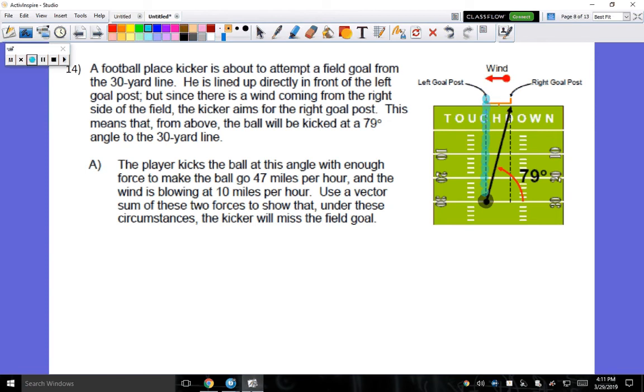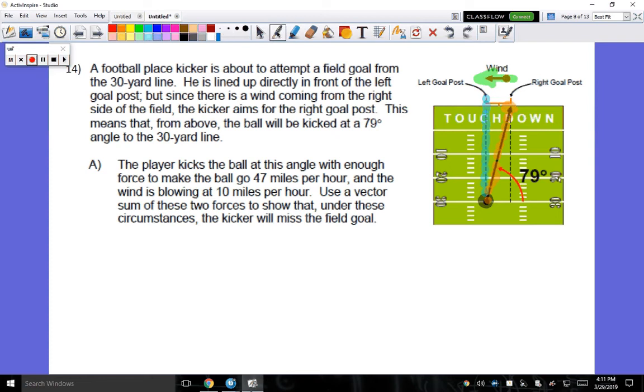And then it says, but since there is a wind coming from the right, okay, so here's that wind coming from the right, so it's from right to left, the kicker aims for the right goal post. So he's aiming for the other goal post. This means that from above, the ball will be kicked at a 79-degree angle to the 30-yard line.